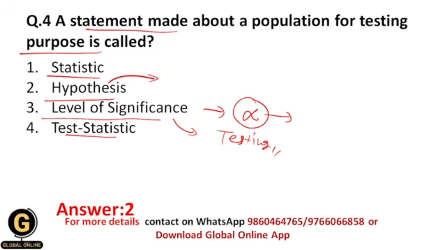Okay, so students, now what is statistic? Statistic actually includes lots of data sets, and we need to test those data sets. This is nothing but the statistic concept. And test statistic means the type of statistical technique by which we can test the hypothesis. For example, students, t-test is a test statistic, chi-square test is a test statistic, like that. Okay, and that's why here the correct answer is 2, that is hypothesis.